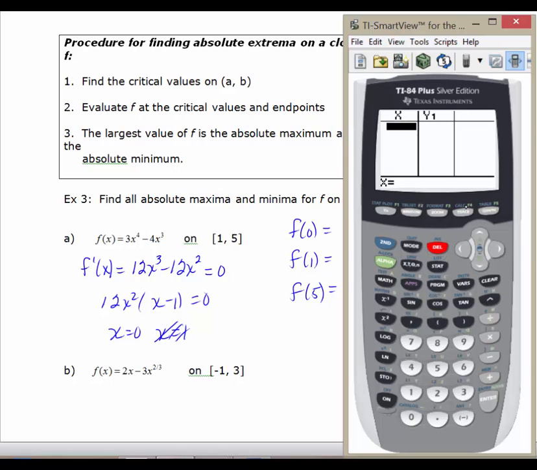So we want to evaluate at 0, at 1, and at 5. And so at 0, our function value is equal to 0. At 1, it's negative 1. And at 5, it's 1,375.